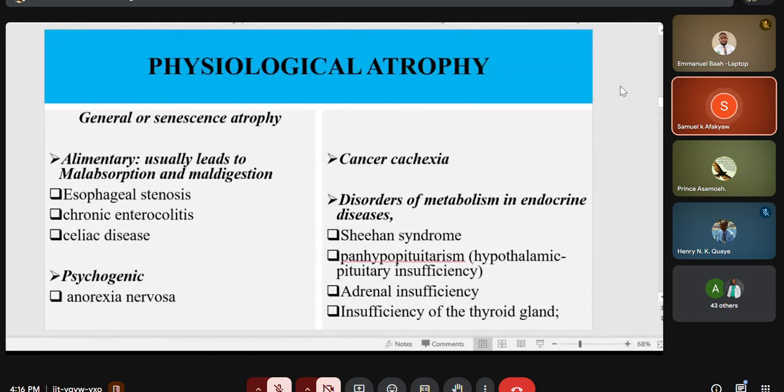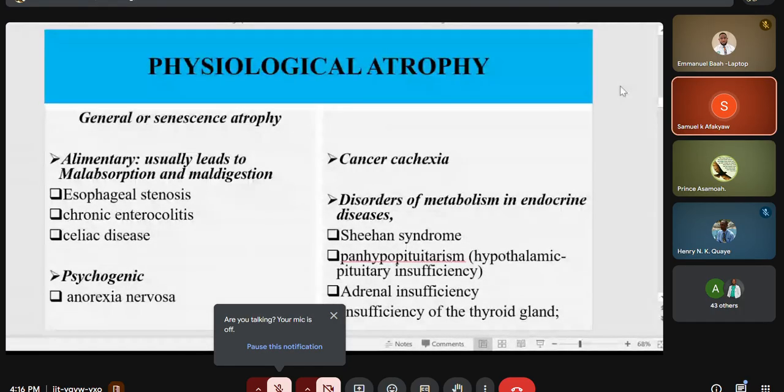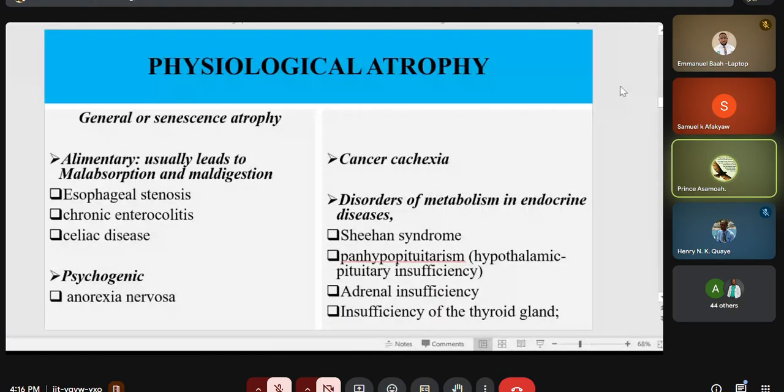So let me say the causes. Mostly it happens when we have persistent fatigue and muscle weakness, loss of appetite, unintentional weight loss, low blood pressure, and craving. Okay, thank you. That's true.